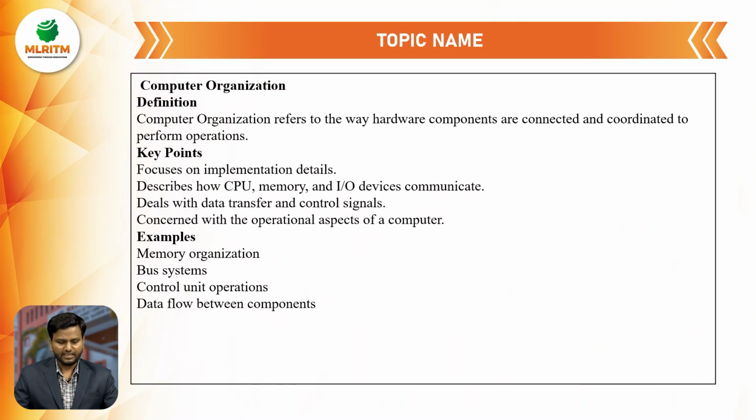What is computer organization? The definition: computer organization refers to how hardware components are connected and coordinated to perform operations. Computer organization is nothing but what is inside the CPU. Most of the devices are connected in parallel and series. Register to register is connected in parallel or series also, and it is connected so that it will perform the operations.